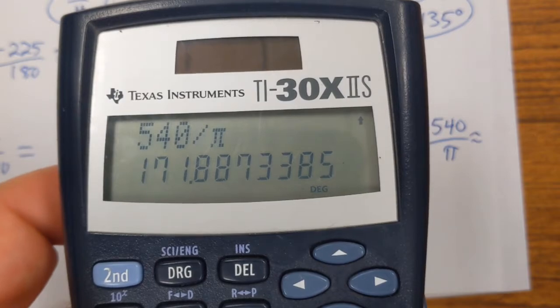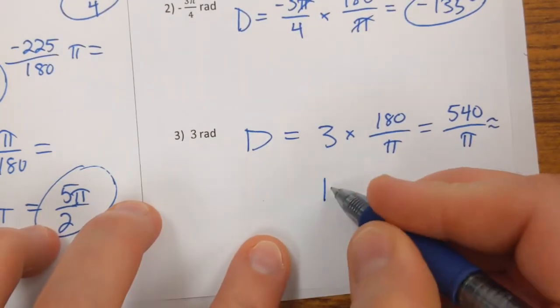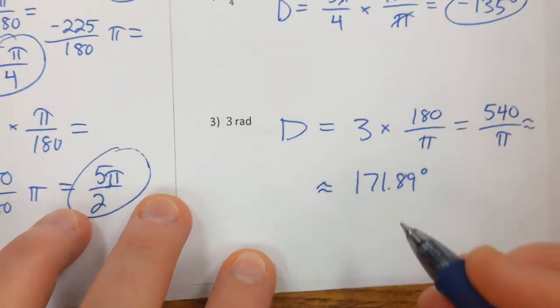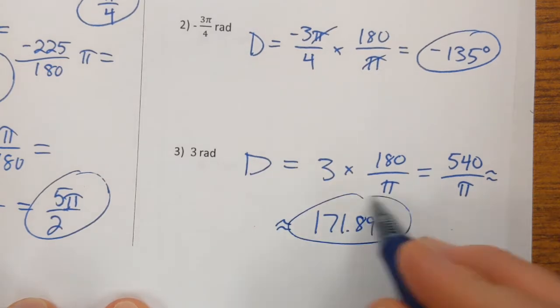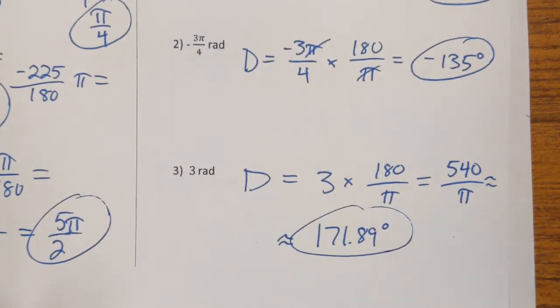Here's a good time to just round. We'll say 171.89 approximately degrees. Okay, and I'm going to put it in approximately equal to because that's not perfect. But in a lot of these cases, the question would just have you round it to either a certain decimal place or to the nearest whole. You would say this is 172 degrees.